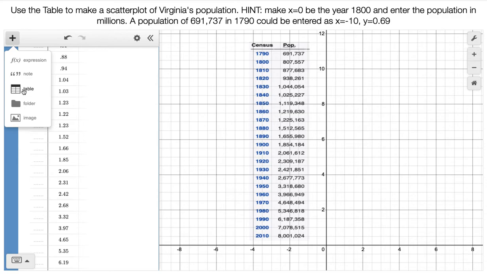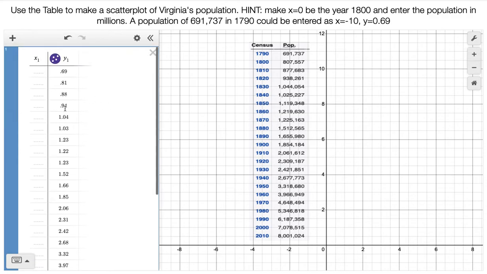You can add a table. That's where this came from, and I've already gone ahead and typed in the y values because that was going to take a little while. But I do want you to notice that just to make it go a little bit faster, I typed them in millions. So 691,737 I typed in as 0.69 million. And I rounded a little bit to the nearest 10,000 just to make it a little bit easier.